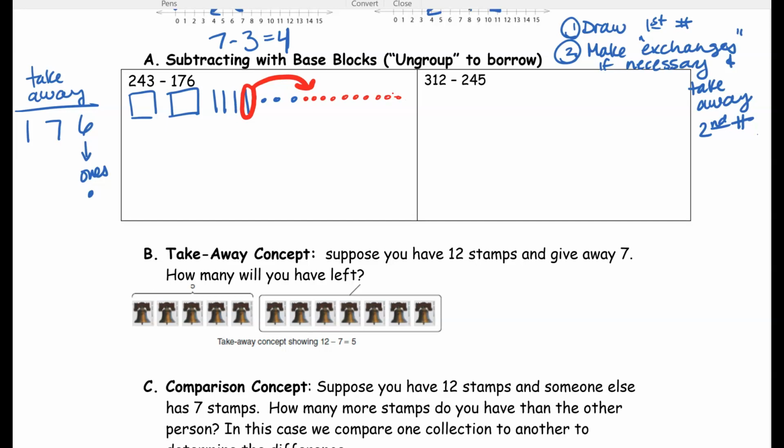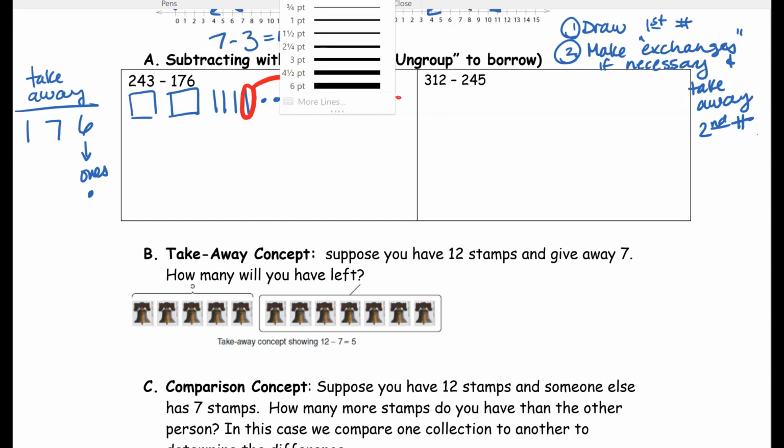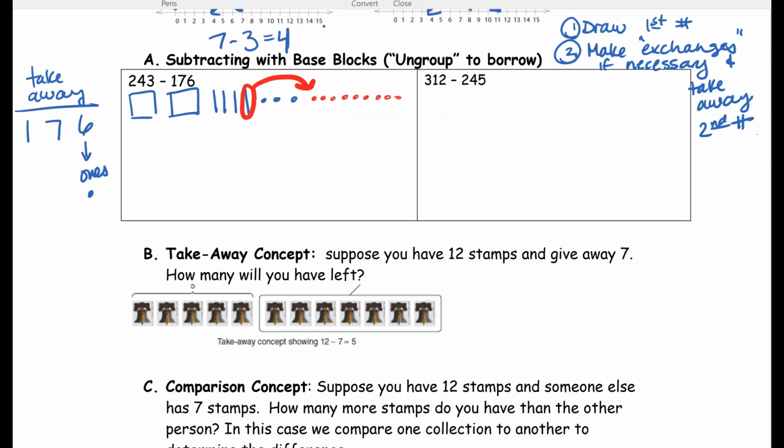Okay? Once I make the exchange, now I have enough to go ahead and take away what I need to take away. So now I'm going to try to take away 6 ones. So I'm going to cross these off. 1, 2, 3, 4, 5, 6. So I take away 6 ones. And so I'm just going to draw down here. What do I have left? So I've got my flats, my longs, my units. So what do I have left over? I've got 1, 2, 3, 4, 5, 6 units left over.